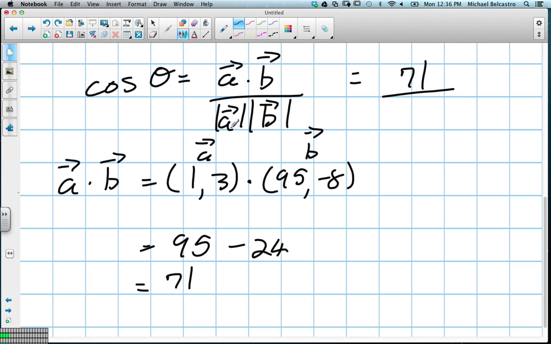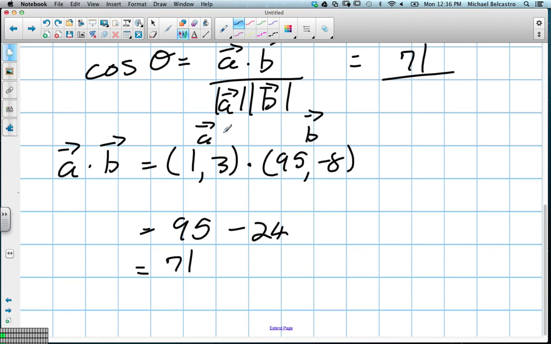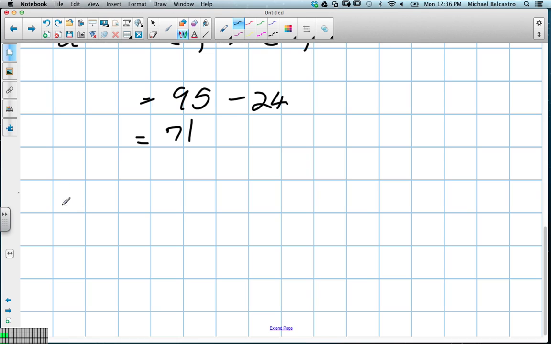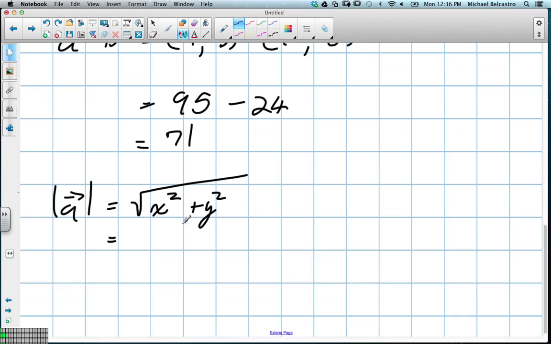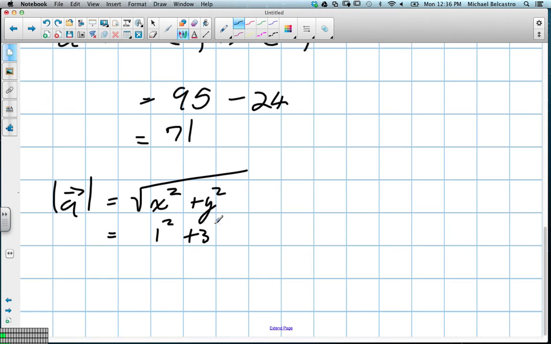And the magnitude, if you recall, if we find the dot product of a vector with itself, it becomes the magnitude squared, which essentially gives us the formula that the magnitude of A is equal to the square root of x squared plus y squared. That's just a rearranged one from what we had before. So for the magnitude of A in this case, 1 and 3, we take 1 squared plus 3 squared and find the root of that. We have 1 plus 9, which gives us root 10 as the magnitude of A.